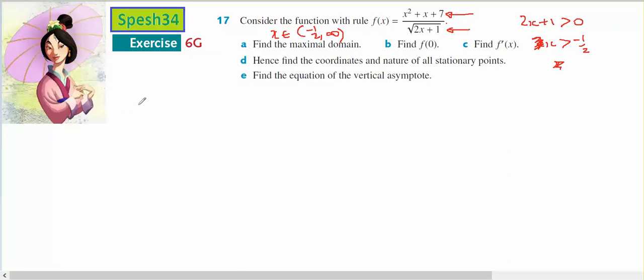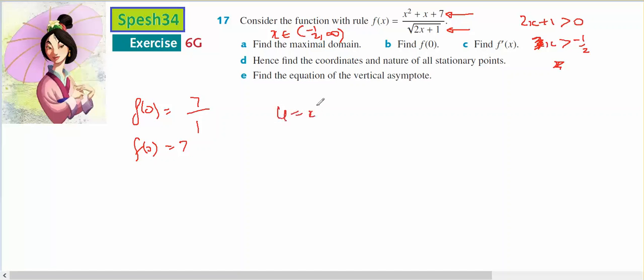Find f of 0. f of 0 will equal 7 on top of 1, because that's 0, that's 0, that's 0. So f of 0 equals 7, and find the derivative. Okay, so I'm going to use the quotient rule.